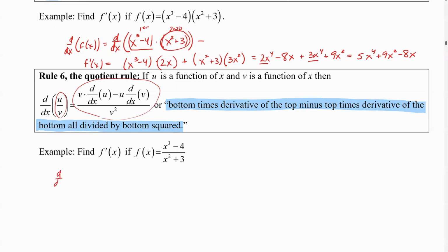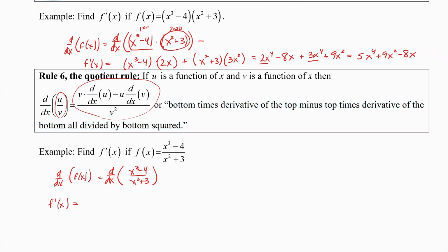Let me take the derivative of f of x. Let me take the derivative of x cubed minus 4 over x squared plus 3. All right, I know the derivative of this is f prime, and now I'm going to speak this out. Let's start with bottom times the derivative of the top. Right? Bottom is x squared plus 3. Derivative of the top is the derivative of x cubed minus 4, which is 3x squared.